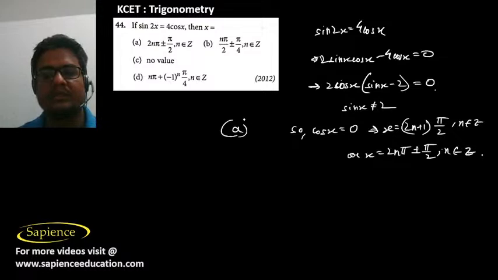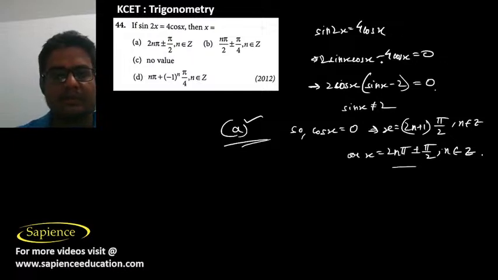So option A is the correct answer. So this is the required general solution of the given trigonometric equation.